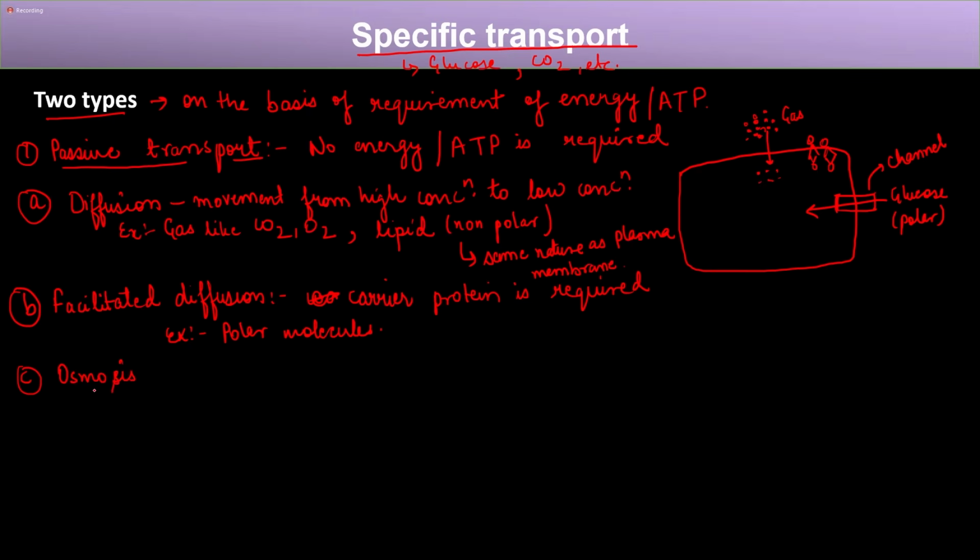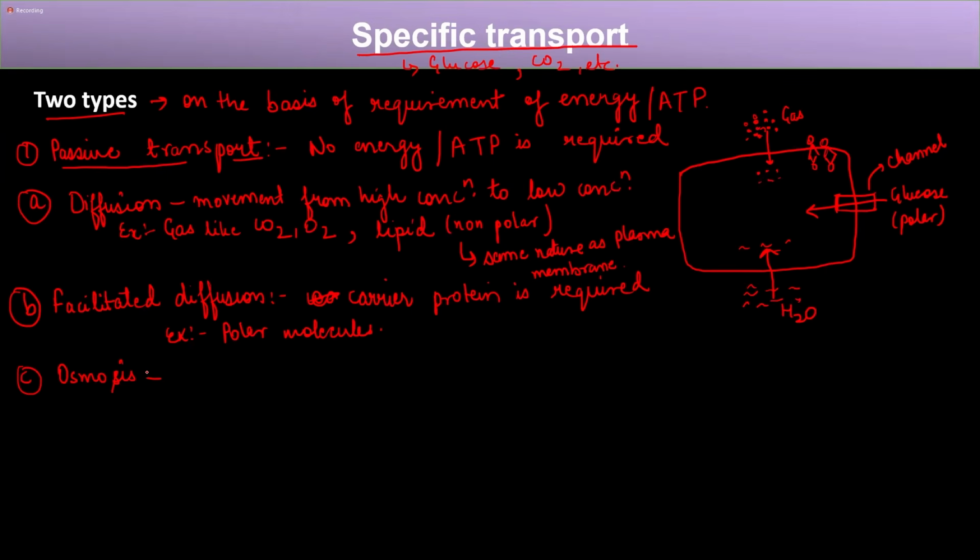Okay. Now, the third type of passive transport is called osmosis. So, what is osmosis? Suppose you have water molecules. Okay. You have a large number of water molecules, whose concentration is higher outside. So the water molecule concentration is higher outside and it has low concentration inside. So the water molecules will simply cross this plasma membrane, and this process is known as osmosis.